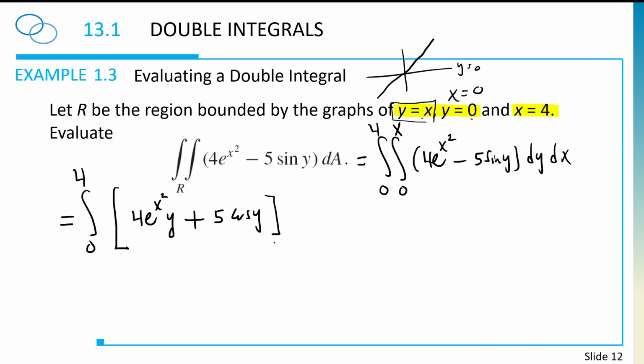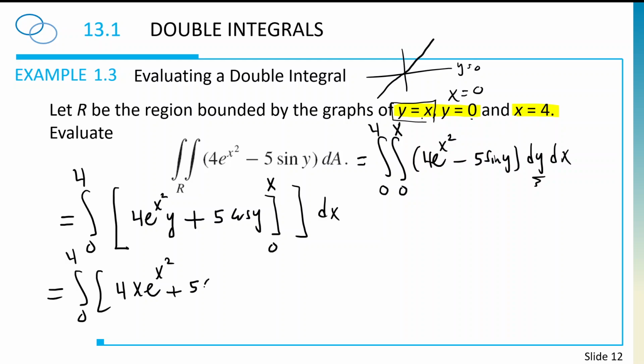Now I need to substitute the boundaries for y from 0 to x. And after I'm done, I'll do it again with dx. Okay, let's replace this one inside. So you see the one outside, I'll keep it till the end. Now try to replace x. What do you replace? Remember, you substitute y. So each y, I need to replace it with x. So what do I have? 4x e to the power of x squared plus 5 cosine of x.